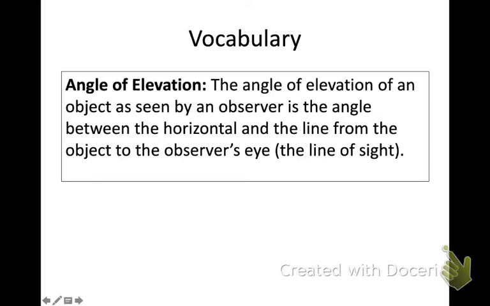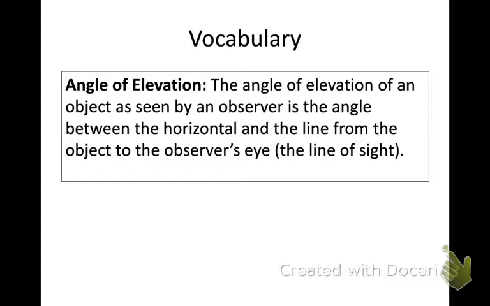So let's first start with our angle of elevation, and again, feel free to pause this video at any time. I'm just going to try to keep moving through it, just so that the file itself is not very large. The angle of elevation of an object as seen by an observer is the angle between the horizontal line from the observer's eye and the line of sight.